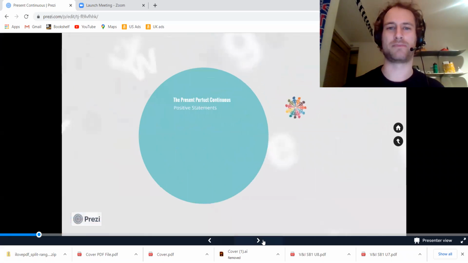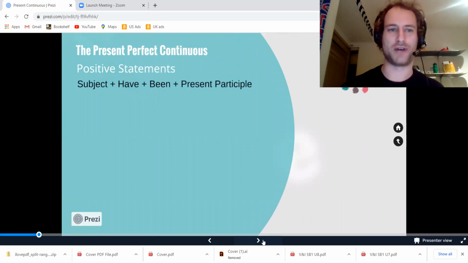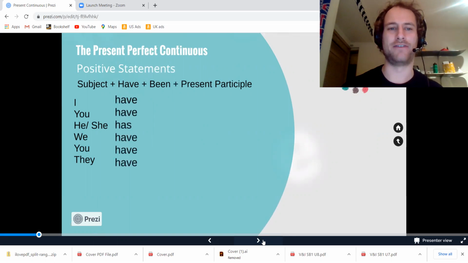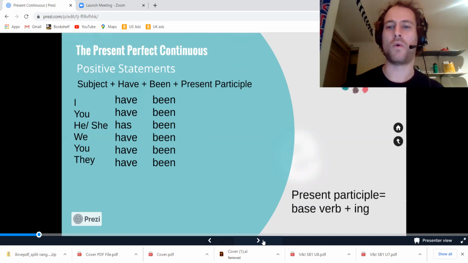So how do we create the present perfect continuous? Well, it's rather simple. We use the subject plus have plus been plus the present participle of the verb. So here are subjects: I, you, he, she, we, plural you, and they. We use have and has. We use has with the subjects he, she, and it. Then we have been, and then we have the present participle of the verb. What is the present participle, you might ask? Well, it's the base form of the verb plus ing.